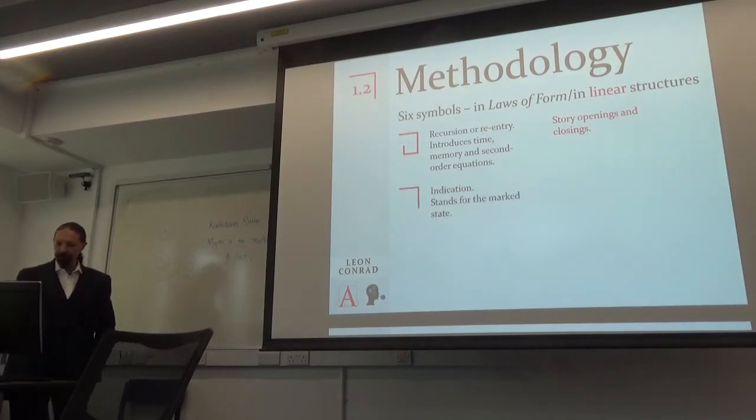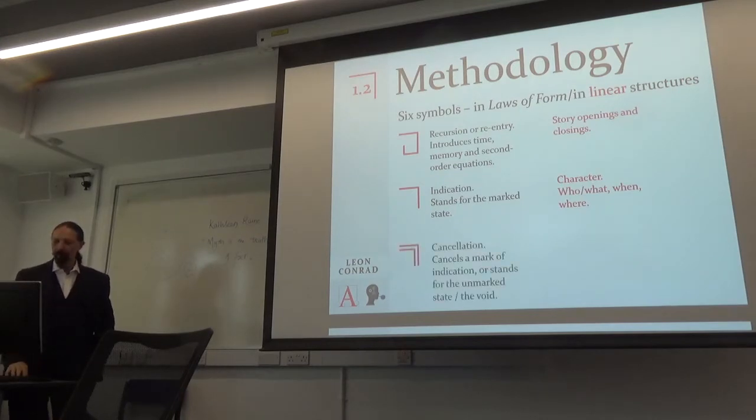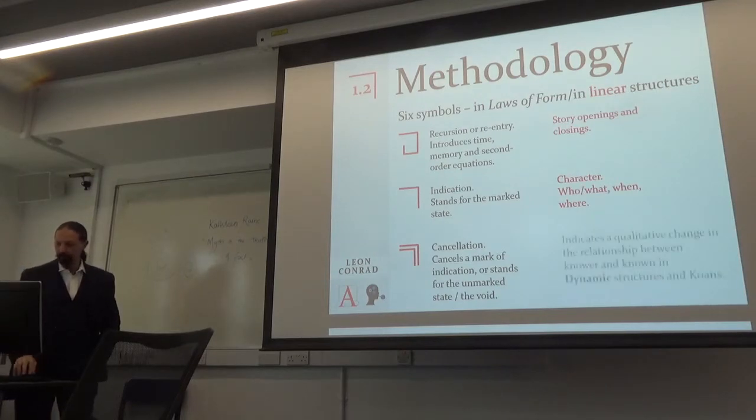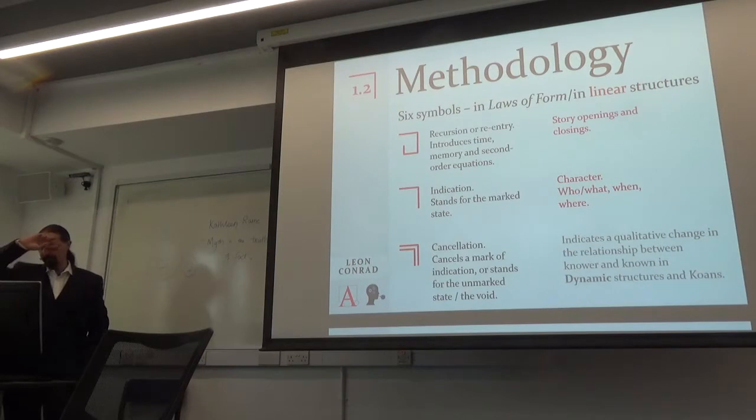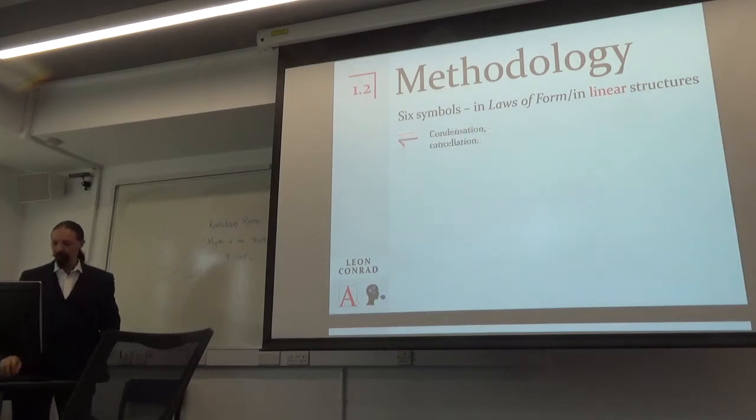The mark of indication in Spencer Brown's work I use as a marker for a character, a who, when, where. Without a character, it's very unlikely you can have a story. The mark of cancellation, which Spencer Brown uses to cancel a mark, is equivalent to the white paper on which you make a mark, or the void in which a mark is made. In my work, that indicates a qualitative change in the relationship between knower and known in dynamic structures, and the only linear structure it comes into is the koan structure, which leads to enlightenment. That's the only reference I'm going to make to it in this talk.